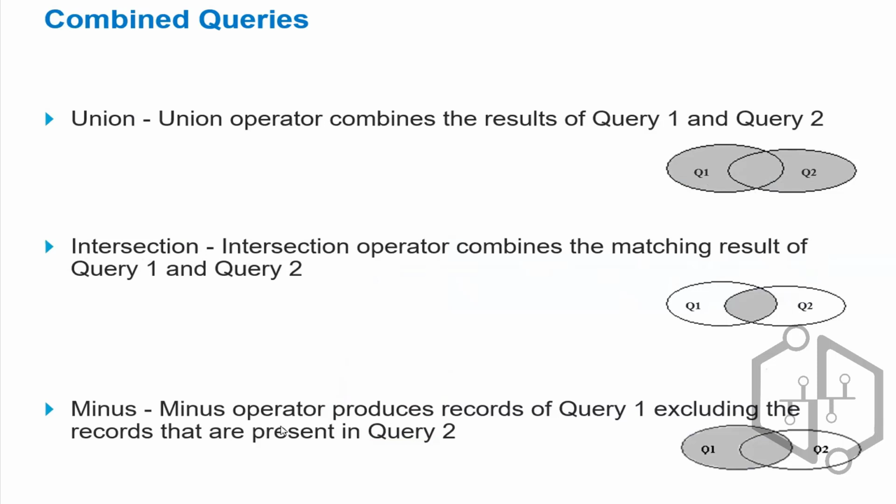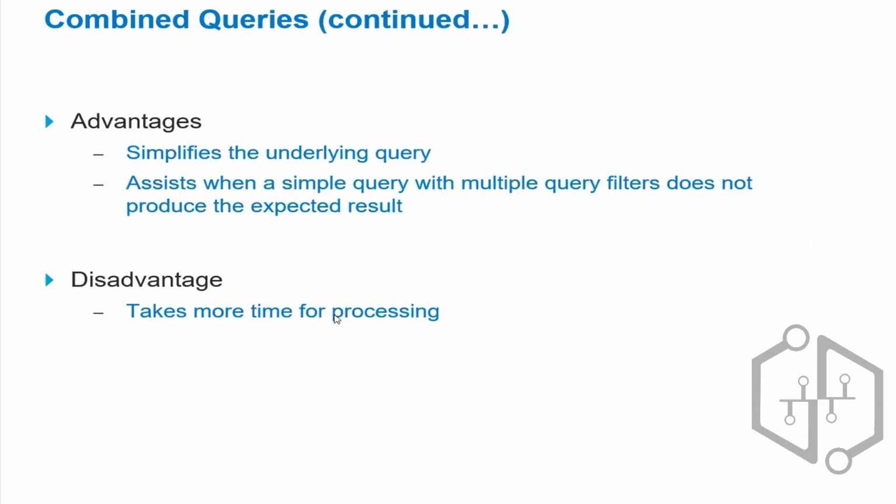That is the intersection. Minus operator produces records of query 1, excluding the records that are present in query 2. Q1 minus Q2. So total Q1, it will exclude this part which is matching with Q2 and we will only get this part. That is called a minus operator. Advantages are it simplifies the underlying query and it assists when a simple query with multiple query filters does not produce the expected result. If we are not able to get that with simple query filters, then we have to go for that. But the disadvantage is it takes more time for processing.